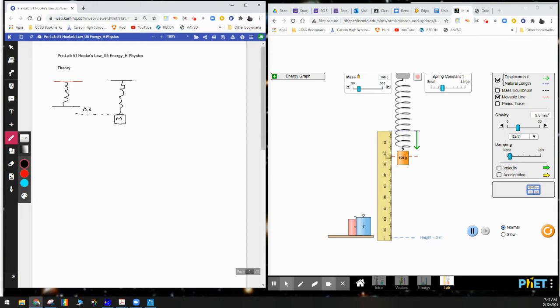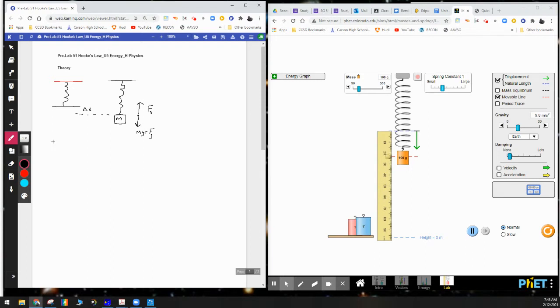Now it's in equilibrium. If I look at this position right here, we have a force, mg, going in this direction, or we'll just call it the force of gravity. Then there's a restoring force going in this direction, and we'll call it F, the force of the spring. Hooke's law is the force wanting to restore this mass back to its original position.